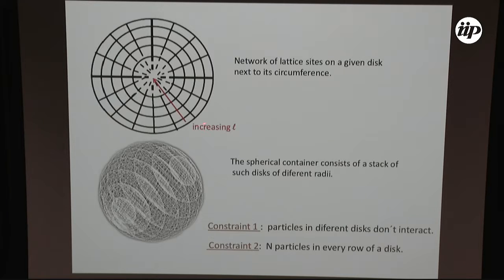Just repeating what I said, my index L increases toward the center. This is L equal to 0 and it gets bigger and bigger. And I have this set of disks. I have two constraints: particles in different disks don't interact, so I just take a surface here, and I have n particles in every row of a disk. So I have n particles here, n particles in the next row, and the next row. At the end, I'm going to release this constraint, and in a certain way allow the number of particles to change from here to here.